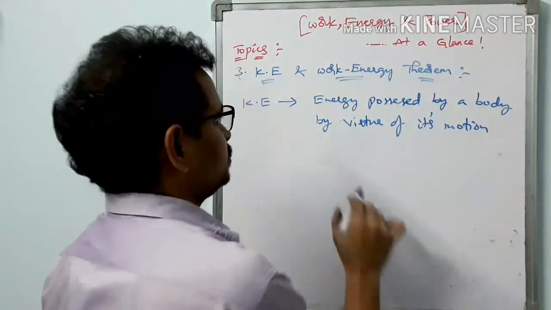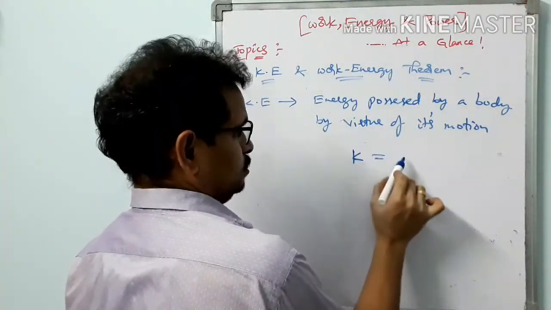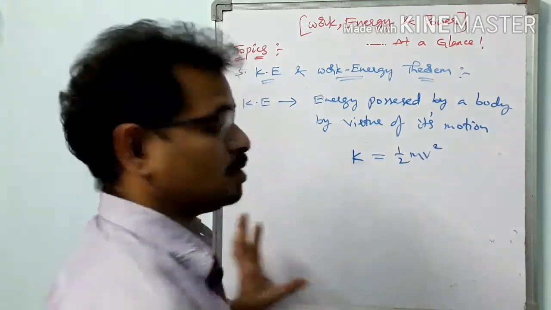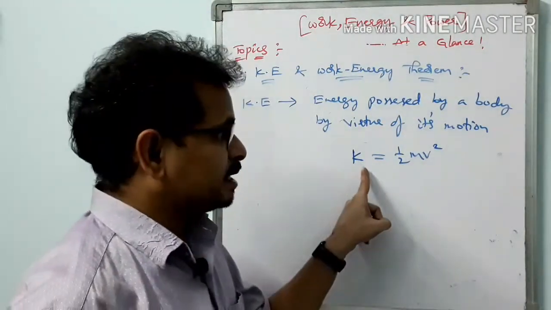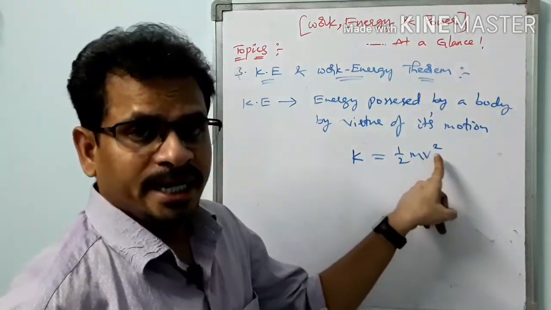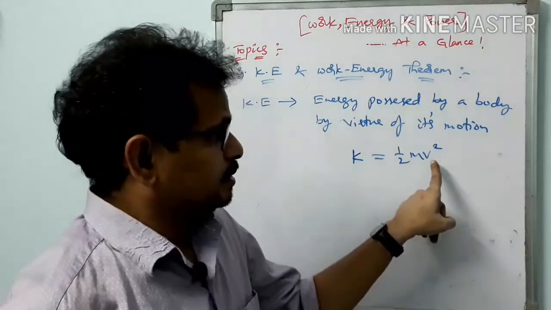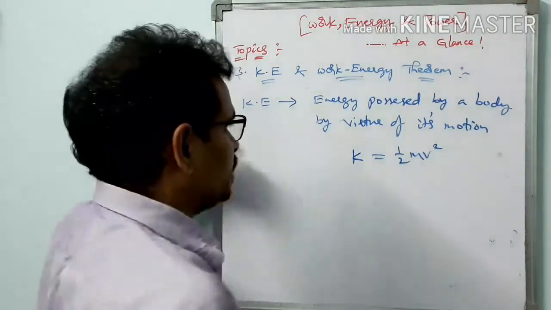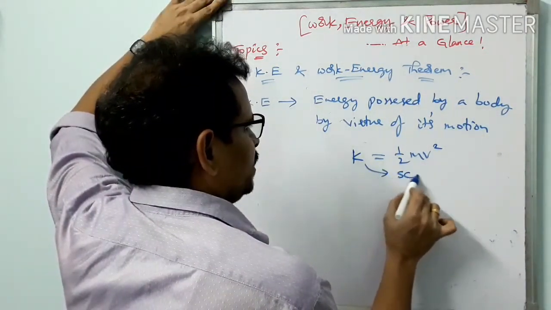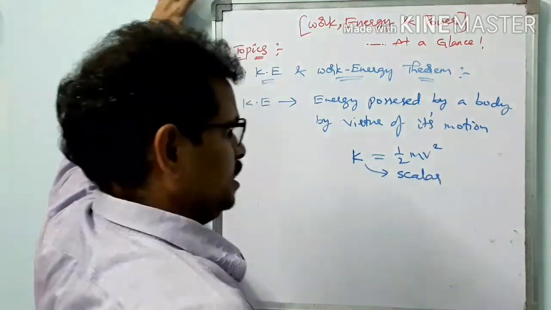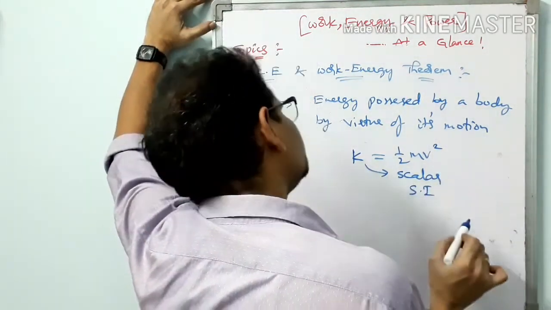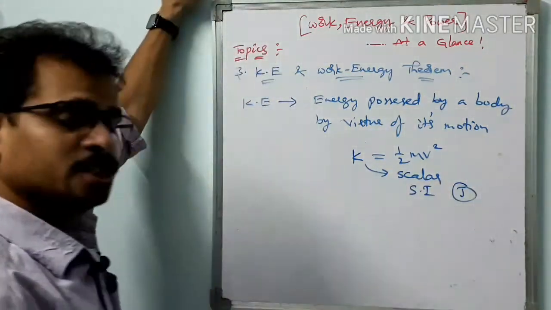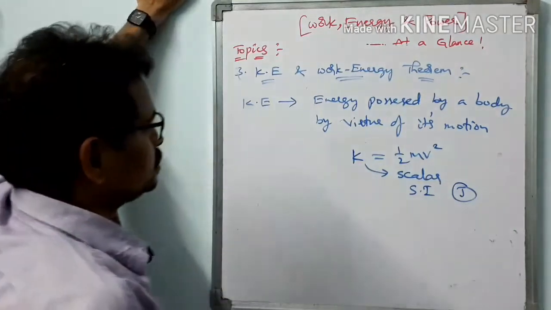Kinetic energy is given as K equal to half mv square. So kinetic energy depends on the mass of the body and the velocity of the body. Here it depends only on the magnitude of velocity but not on the direction of velocity. So kinetic energy is a scalar quantity, and its SI unit is joule, since it is also energy.